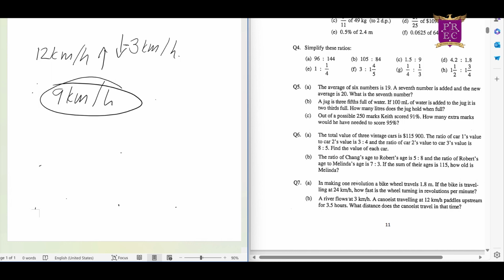We just need to find out what the distance is. Speed equals distance over time, so distance equals speed times time. And we got the speed to be 9, time to be 3.5. So 9 times 3.5 gives us 31.5 kilometers, and that's the answer.